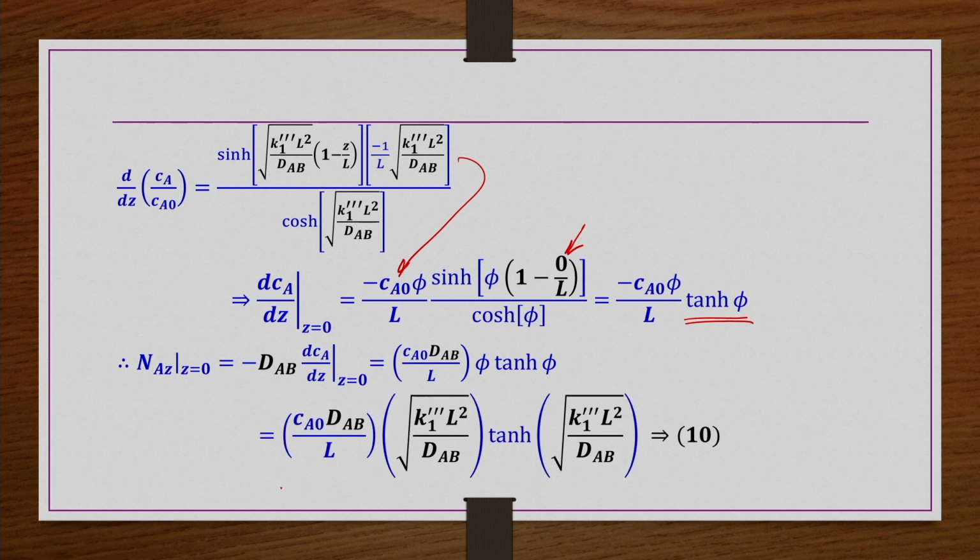If you write that in terms of dimensional coordinates, we have Ca naught DAB by L times square root of K1 triple prime L square by DAB times tan hyperbolic of square root of K1 triple prime L square by DAB as the flux that we were supposed to find out.